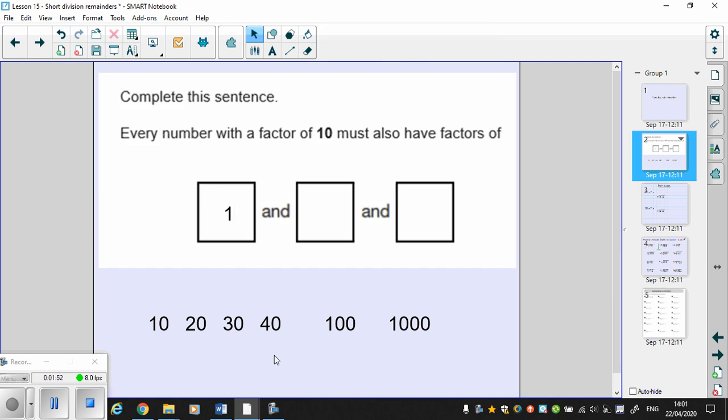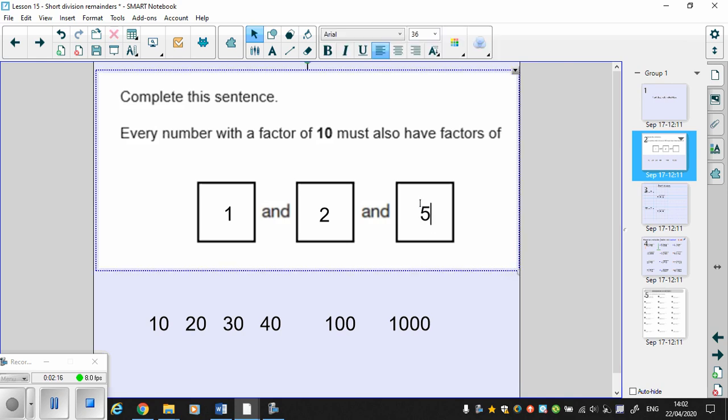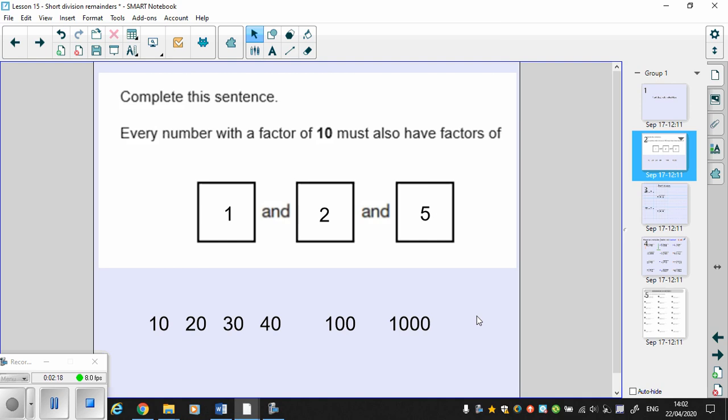Now, what numbers are factors of 10, 20, 30, 40, 100, 1000, apart from 1 or 10? Well, because they all end in 0, that means they are all even numbers. So they all have the factor of 2. And any number that has a factor of 10 must also have a factor of 5. So there's our answer. On to the division then.